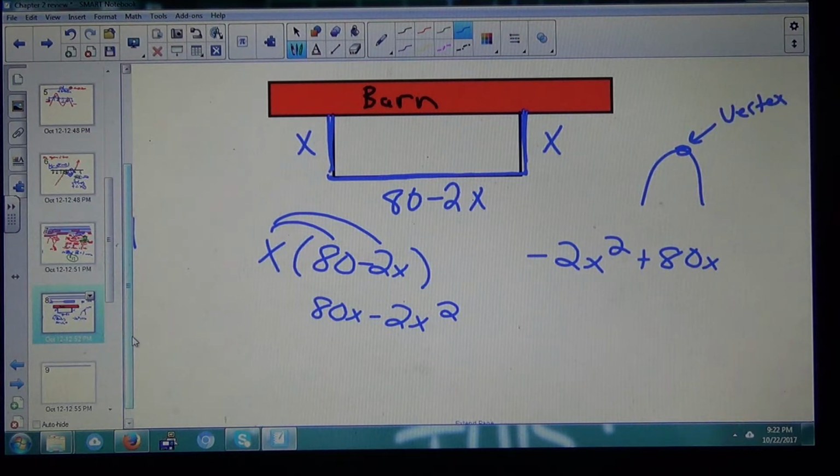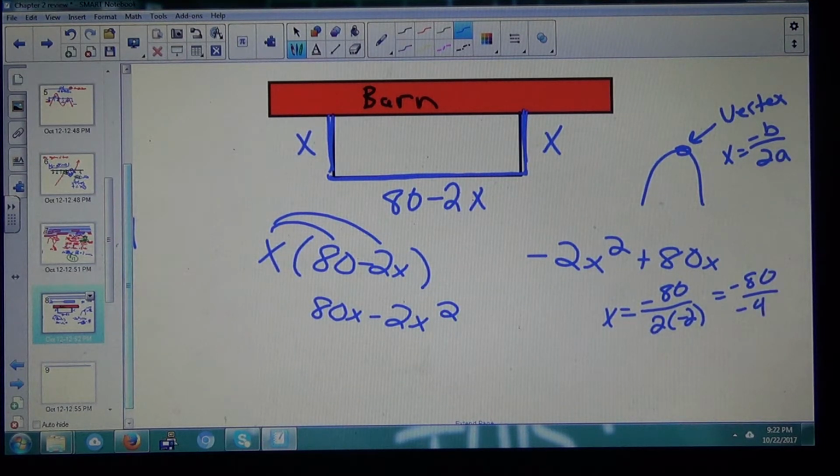So if I want to find the vertex, that's x equals negative b over 2a. So x equals negative 80 over 2a, so negative 80 over negative 4. And what is 80 divided by 4? 20. So x equals 20. Okay, so if x equals 20, you can do 2 things to find the area.